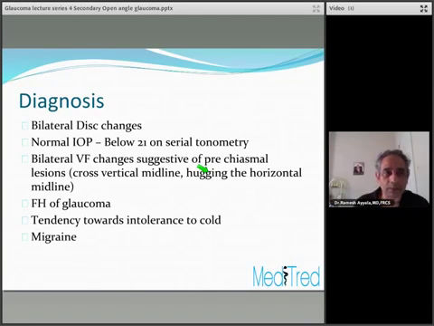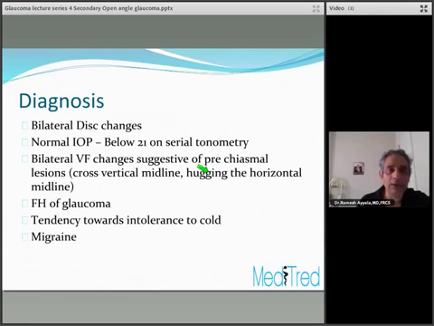You base your diagnosis on several things here. It's a bilateral disc change that you need to exhibit. Normal intraocular pressure below 21 on serial tonometry. Bilateral visual field changes suggestive of prechiasmal lesions, i.e., they cross the vertical midline, hugging the horizontal midline. Family history of glaucoma, tendency towards intolerance to cold and migraine.